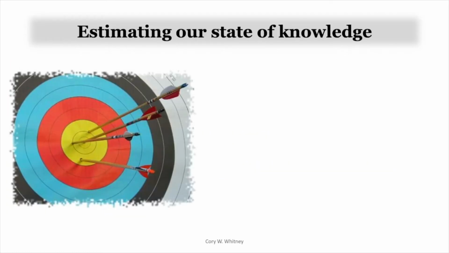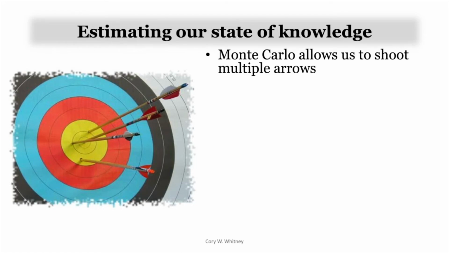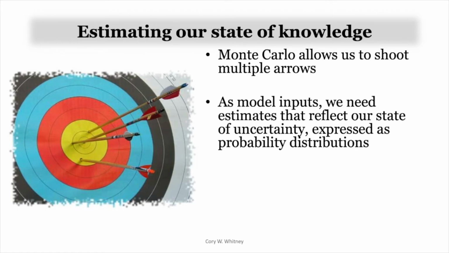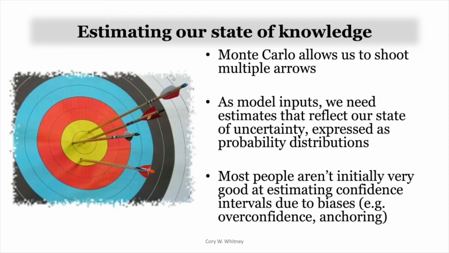And when it comes to estimating our state of knowledge, we can think of the Monte Carlo approach, generating or providing a distribution of our uncertainty, much like shooting the arrow. So we saw earlier how somebody might paint the bullseye around the arrow after they've shot. That is, if you give a single number. But here we shoot multiple arrows, so we give our distribution of uncertainty. It should contain the real value. And by real, I'm using air quotes here, because by real, I mean the future value. But we shoot multiple arrows using the Monte Carlo. As model inputs, we need those estimates that reflect our state of uncertainty as probability distributions.